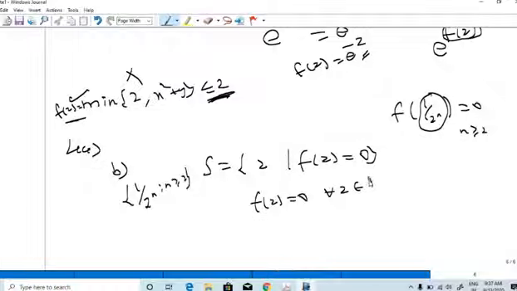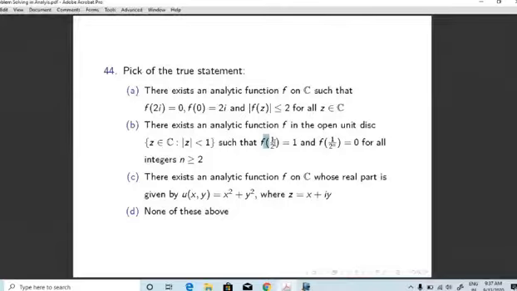But they are given that f of 1 by 2 is 1, and this 1 by 2 is in the unit disk. But we know that everything goes to 0, while they are given that f of 1 by 2 equal to 1 in this case. Therefore, there is no such function.